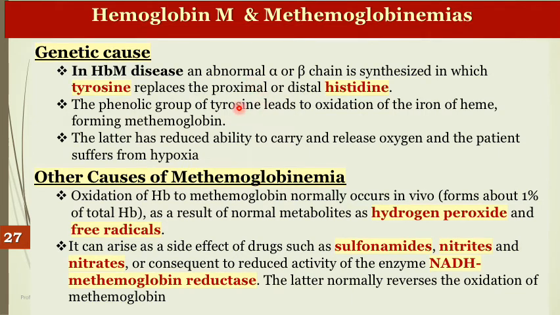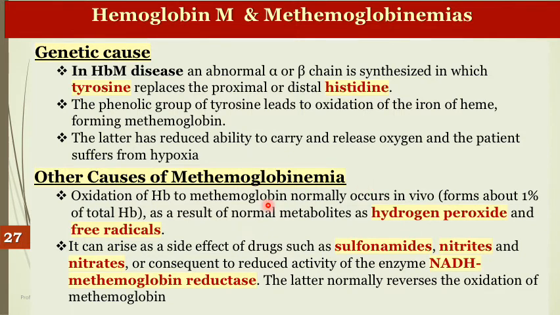If the heme is oxidized from ferrous to ferric, it cannot carry oxygen, and this is the methemoglobin. The methemoglobin contains ferric and does not contain ferrous. So the methemoglobin cannot carry oxygen, cannot release oxygen at the tissue, and the patient will suffer from hypoxia. Other causes which are non-genetic causes.